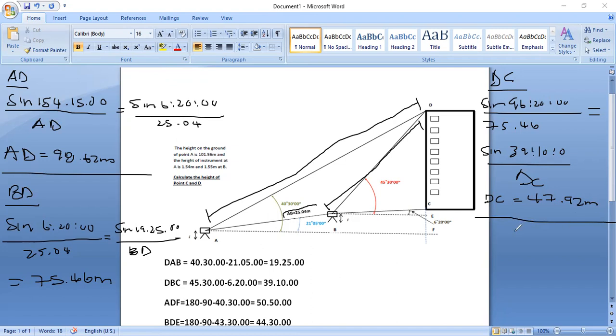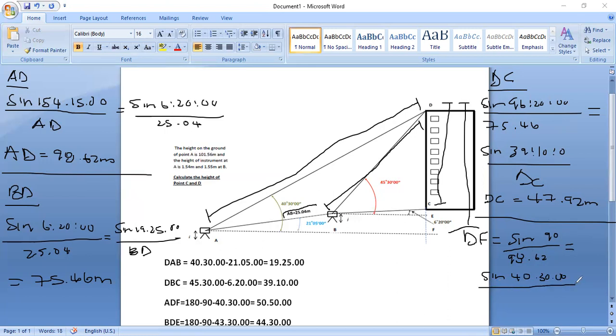The next one is DF. Remember, DC is from here till this point over here. Now we need to calculate DF, which is there. DF would be sine of 90 over 98.62. And if you're wondering where we're getting the 98.62, we calculated it here for AD. Equal to sine of 40.30.00 over DF. And if you cross multiply, you will get the answer of 64.05. Okay, so all of that is your sine rule calculations.